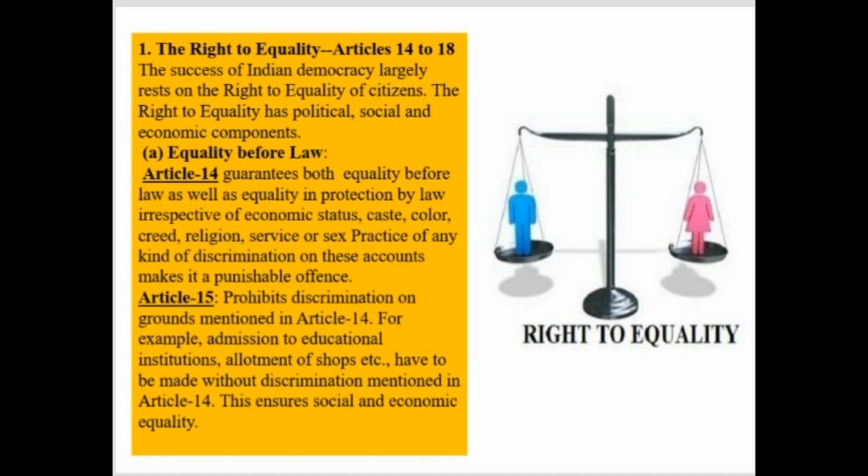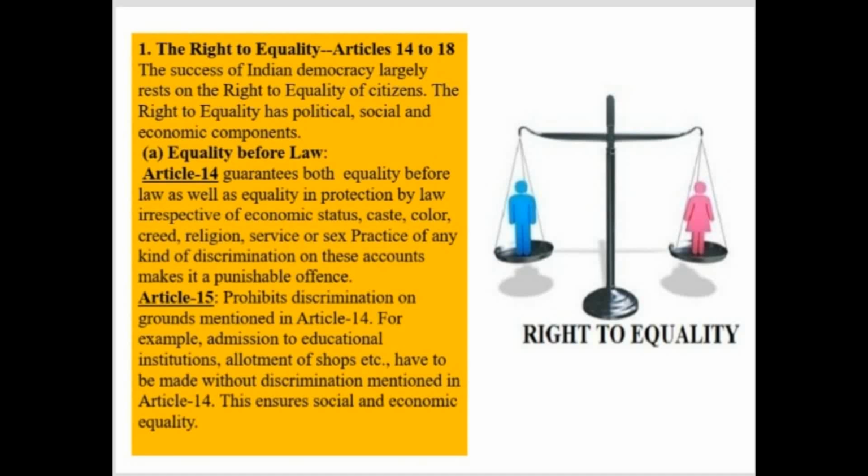And coming to Article 15. Article 15 prohibits discrimination on the grounds mentioned in Article 14. That means if anybody discriminates against anyone based on economic status, caste, color, or religion, all such discrimination is prohibited by Article 15. So Article 14 guarantees equality before law, and Article 15 prohibits any discrimination on religion, caste, or creed. If any such discrimination is present, Article 15 will protect them.